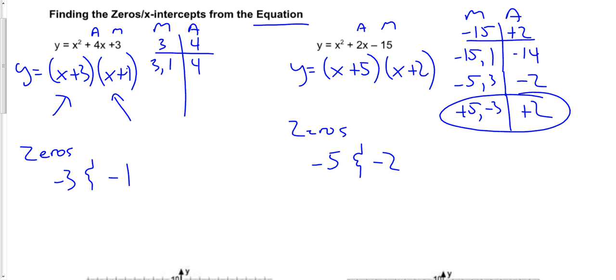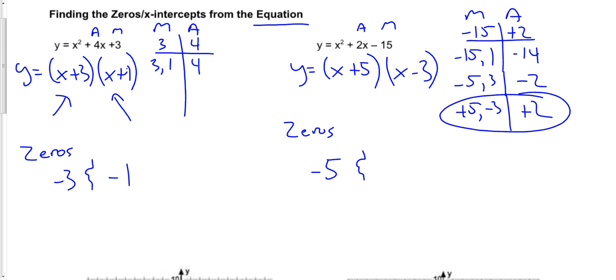Oh, I'm sorry, I've made an error. I need to go back. This should be x minus 3. I apologize. So my zeros are actually going to be, again, still negative 5, and in this instance, positive 3. So those are my two zeros for that particular equation. Again, you'll notice that the zero is simply the opposite number that's in here. And because the zero is just the opposite of what's in there, from an equation, it's very easy to find what the zeros are.